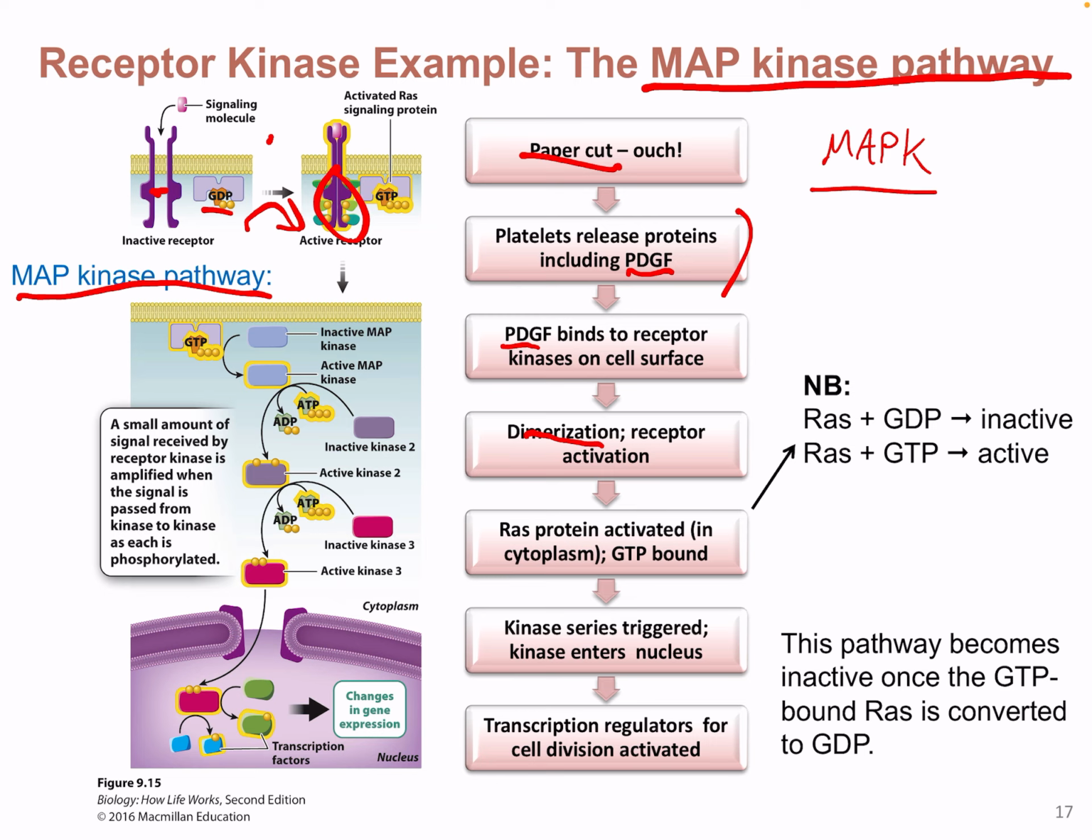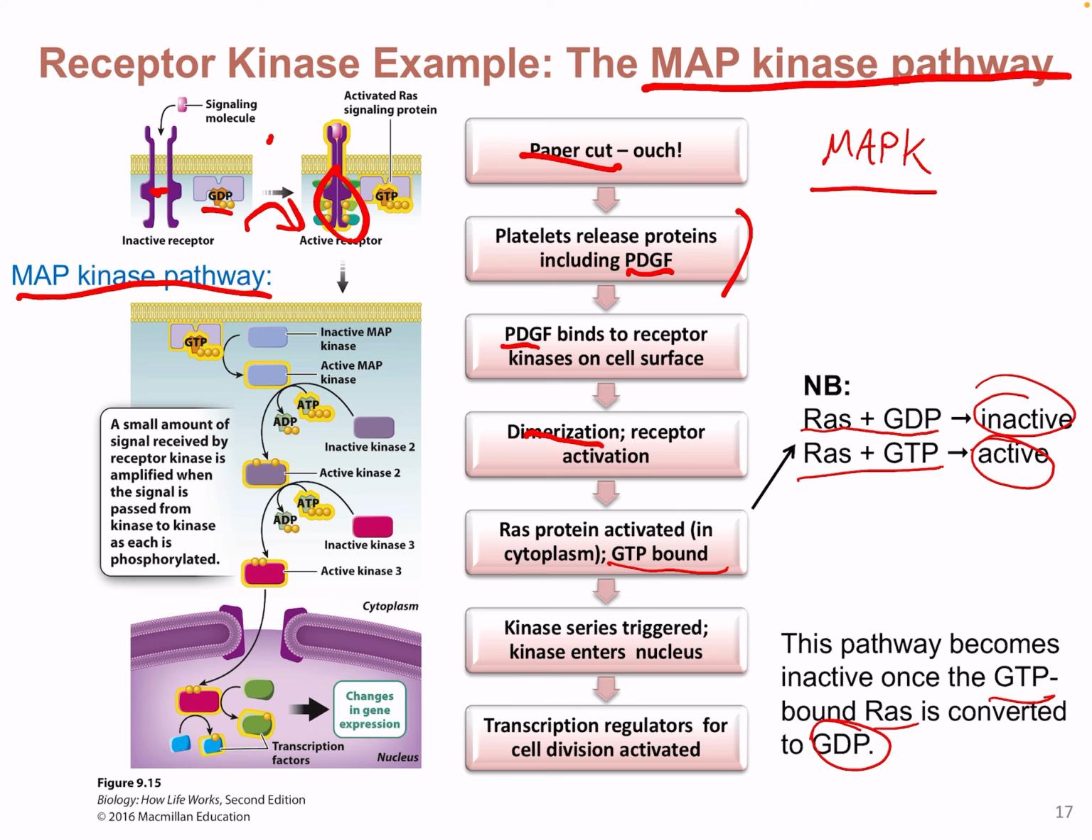Then in this scenario, the RAS protein is activated in the cytoplasm when GTP is bound. When RAS is bound to GDP, it's inactive. When RAS is bound to GTP, it's active. A kinase series is triggered, and these kinases enter the nucleus, and this causes the transcription regulators for cell division to be activated. And this pathway becomes inactive once GTP bound to RAS is converted back to GDP, just like the other pathway.